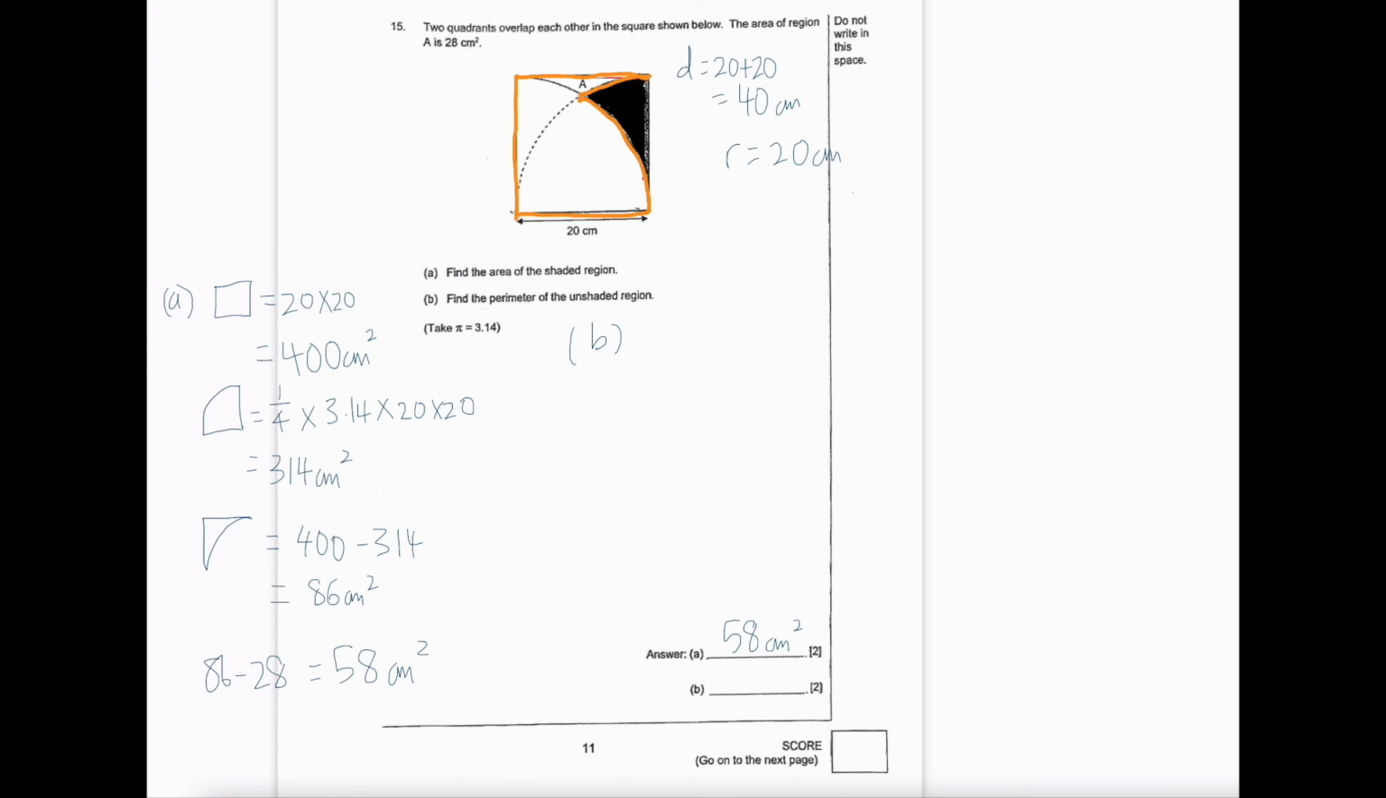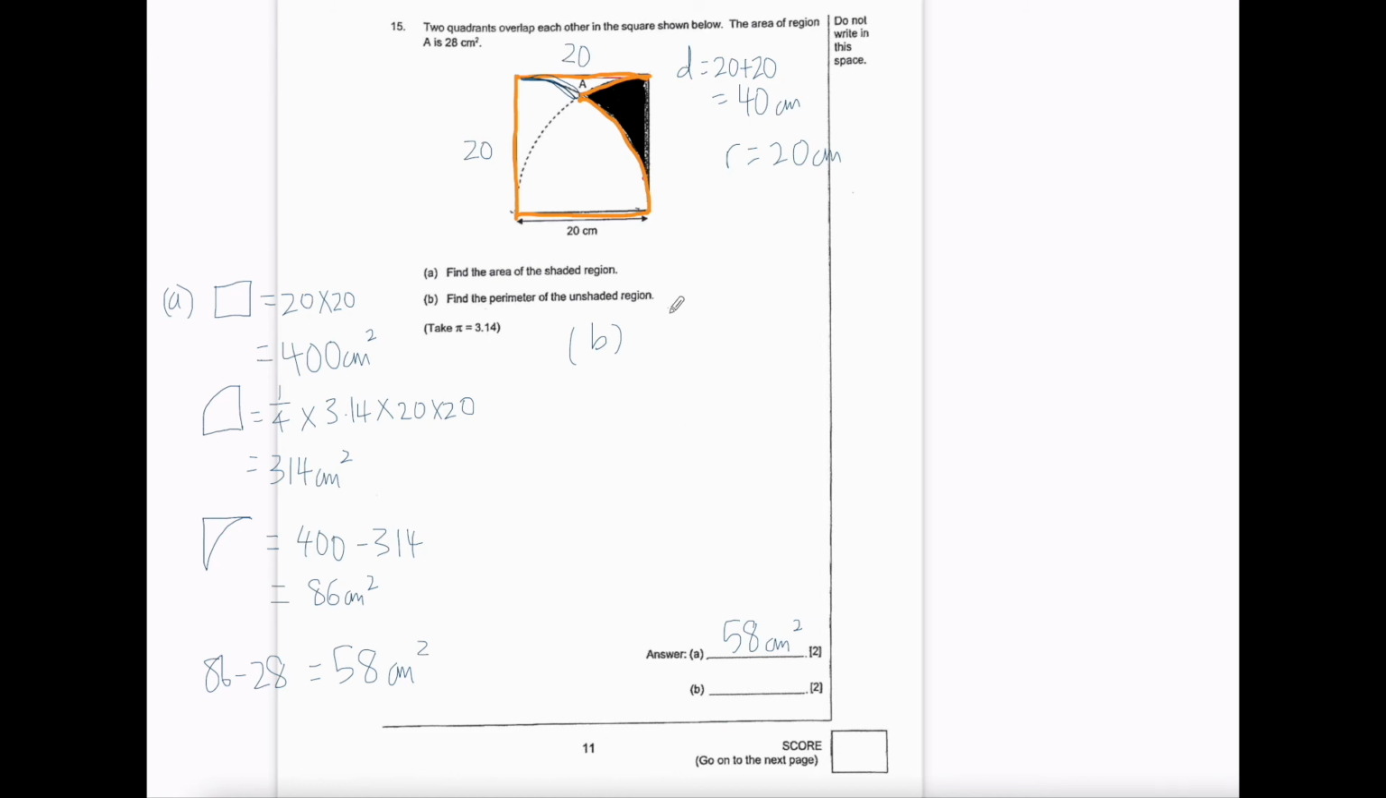Okay, so I'm going to go back to the original color. This is 20, 20, 20. So now we have to find this and this. This is actually the same as this. So what we are trying to find is just the circumference of a quadrant, because this red-blue line is the same thing as this orange line.